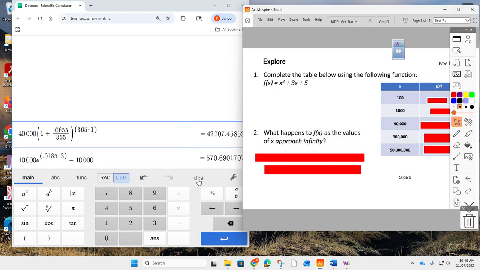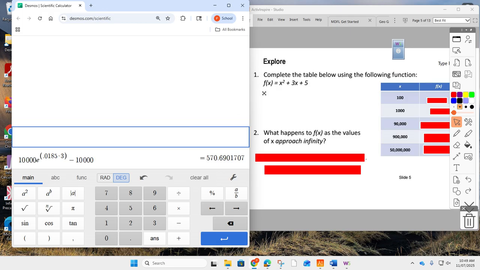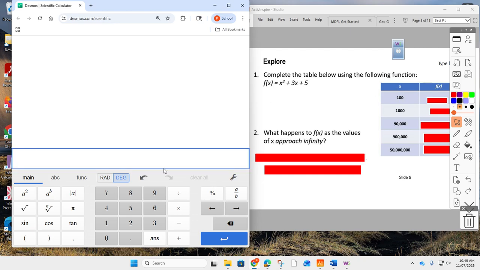Let's zoom mine out. And we're not going to enter f of x equals, right? We're going to start with x squared. Our first x we're going to plug in is 100. So it's 100, and then the squared button is right here, the a to the second power, plus 3 times x, so 3 times our first input of 100, plus 5. We should get 10,005.